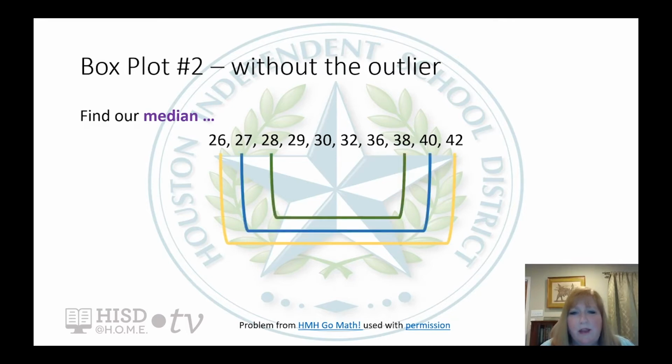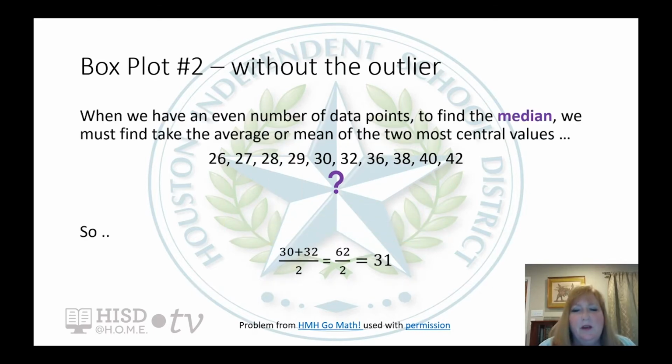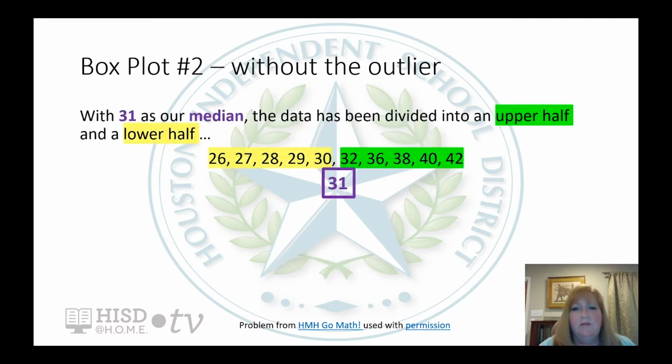I start working my way in, each little set. Oh no! There's no middle number! What are we gonna do? I bet you know, don't you? You already know. When we don't have an actual median value because there's an even number of data points, we have to find the average or the mean of those two most central values. So we've got to find out what's in the middle, the median, of 30 and 32. So we add them up and divide by 2. When we add them up and divide by 2, we find out that 31 is our median for this data set.